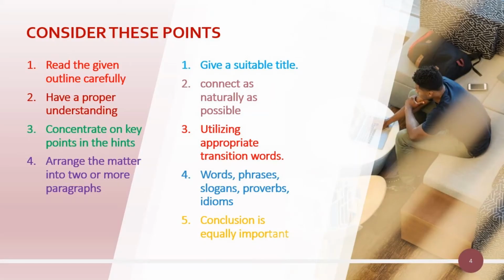You have to follow them correctly in order to write a proper paragraph. First of all, read the hints or outline carefully and understand what it is all about. Look at the key points to know when, where, and how the event has happened. Arrange the hints into two or three small paragraphs. Before you start writing, don't forget to give a suitable title.